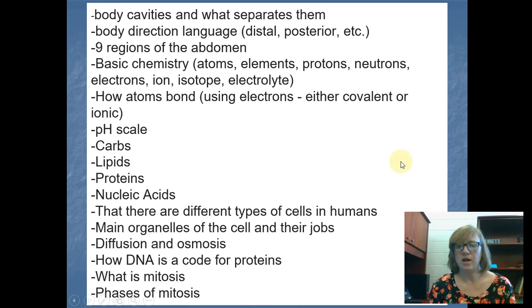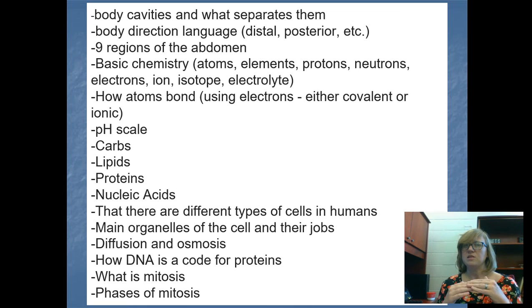So you should know that all living things are made of cells, that human beings are made of cells, and that we have different types of cells that do different jobs. You should know the main organelles inside of a cell and what jobs they do. And then important cell processes: diffusion and osmosis, how DNA is a code for a protein, for the most part, for everything that we need to do. You should know what mitosis is and the phases of mitosis. So those are the major things from chapters 1, 2, and 3 that you should know about.